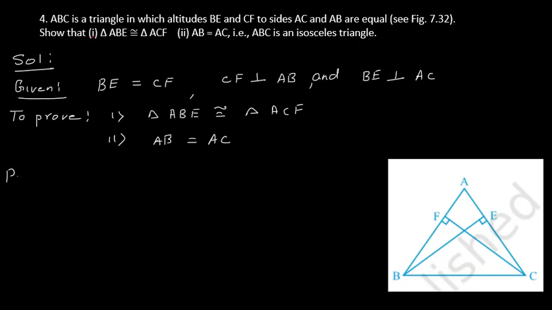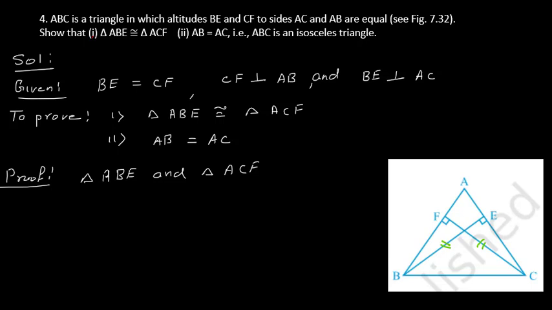So in proof, it is simple. Take triangle ABE and triangle ACF. Now in these two triangles, see carefully how you can prove them as congruent. So your angle A, you can see they are common in both the triangles, and angle F and angle E, they are each 90 degrees. And your BE, this distance BE, and this CF, this is also equal in both the triangles.